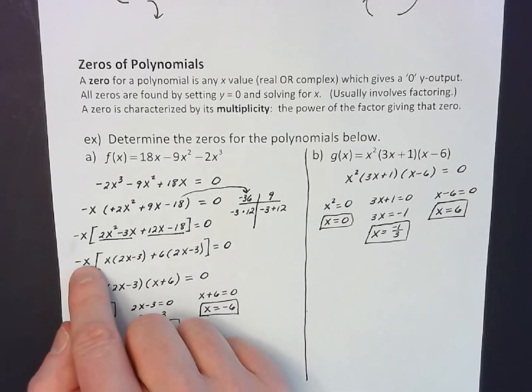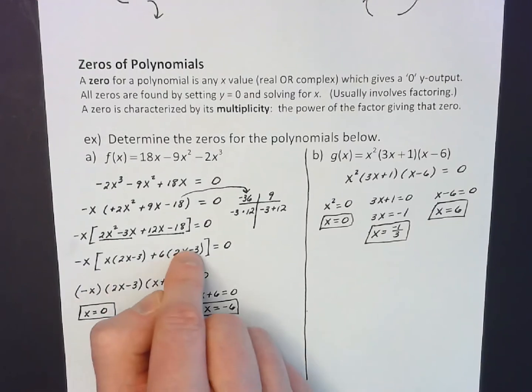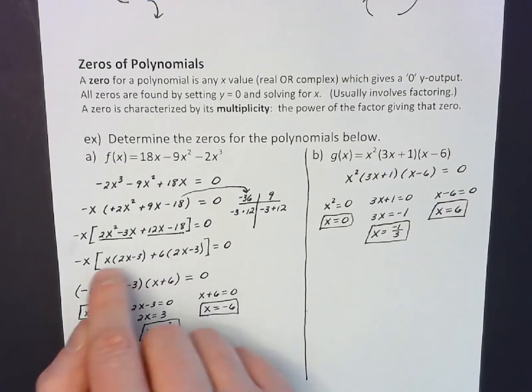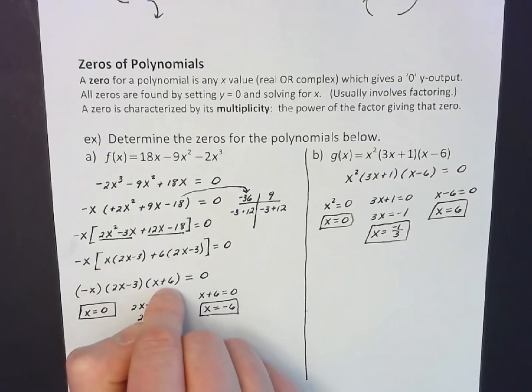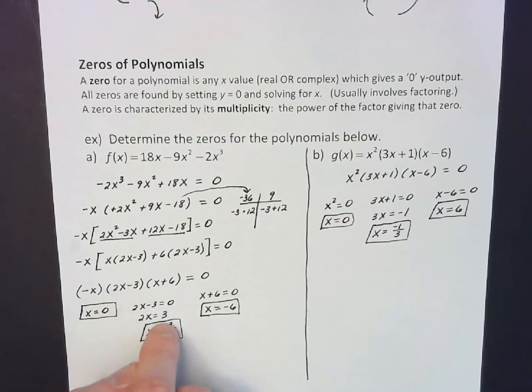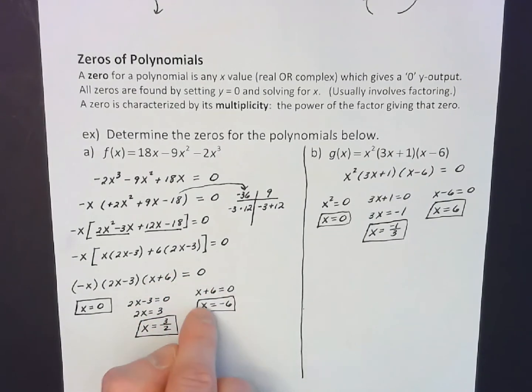So I already had the factor of negative x out front. Now I've factored out a common factor of 2x minus 3, and what's left over when you factor that out is the x plus 6. You set all three of those factors equal to 0, you'll get x equals 0, 2x minus 3 is equal to 0, which you can see results in a solution of 3 over 2, and x plus 6 equals 0 results in a solution of x equals negative 6.